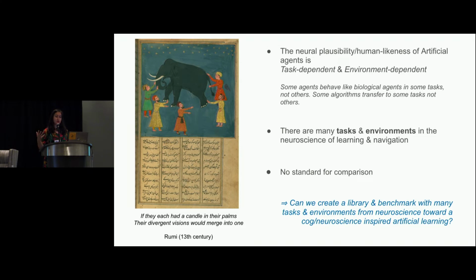So one of our goals here is, instead of this Rumi from 13th century way of everybody sort of touching different parts of an elephant, if we could merge these divergent visions into one by having a candle in our palm. And we're hoping that this kind of NeuroNav library that we're going to talk to you about is some version of that candle, and offers some approach that we can have to having easily composable series or batteries of standards for comparison of models.